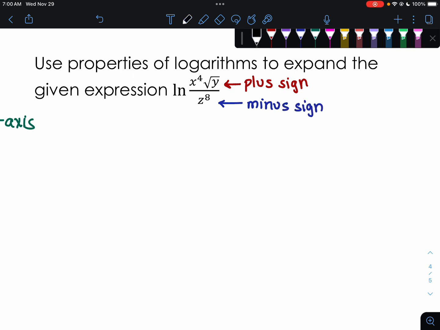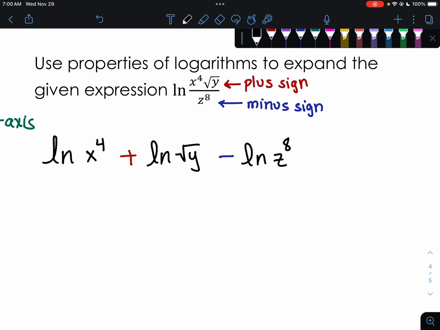So, first thing I'm going to do is I'm going to expand it, and each variable is going to get its own natural log. And when I switch to the new one, I'm going to make sure I use the right sign. So when I go from x to the next one, it's going to have a plus sign. Then I have the natural log of the square root of y. And now when I go to z, it's going to have a minus sign, and it's the natural log of z to the 8th.